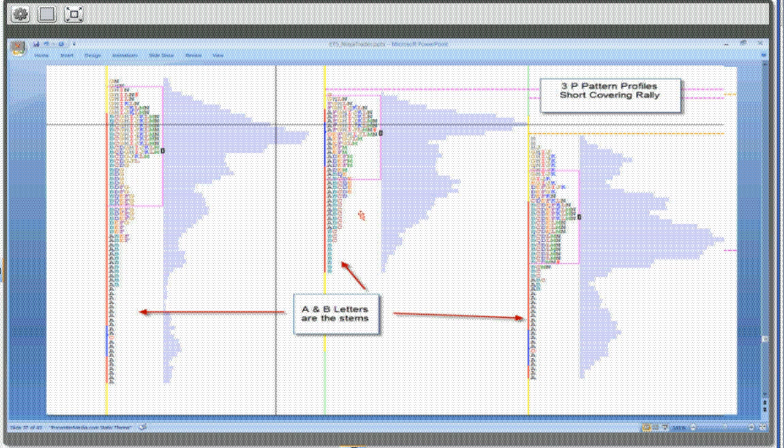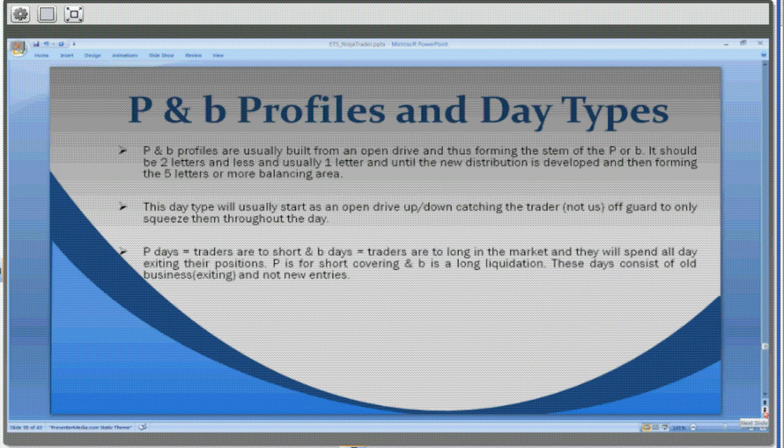You can see it's a P day. It's obviously a P. Obviously there's a stem forming the P. As long as they don't get back inside that stem, then it's a P day, short covering. It's that easy, that fun. Traders, like it says here, are too long in the market and they spend all day exiting their positions. P short is for short covering. B is for long liquidation. And it is old business. It's not new entries. It's old business.